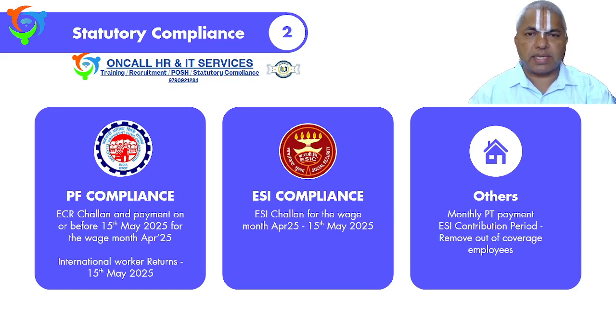Professional tax, in case of monthly payment, you need to make depends on your state. Yes, we need to make it for professional tax also. As well as in ESI, the members who are coming out of coverage, that means their salary has increased more than 21,000, this month you have to remove their name by mentioning it in the challan, and when you are uploading the challan, you have to mention the date of leaving in this month only.